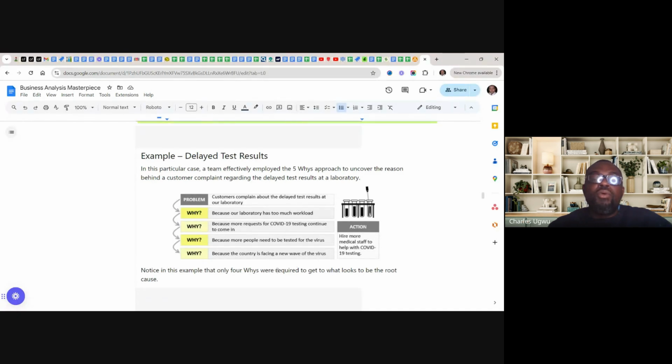And what should be the action here? Action here: hire more medical staff to help with COVID-19 testing. And once that is done, you find out that it's going to cushion this effect of customers complaining and complaining and complaining.